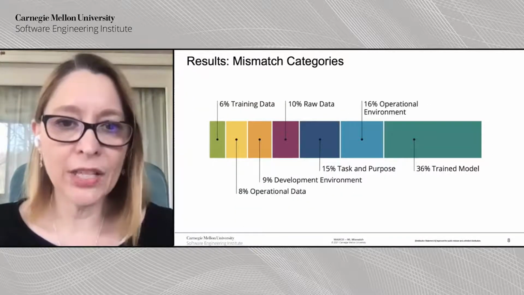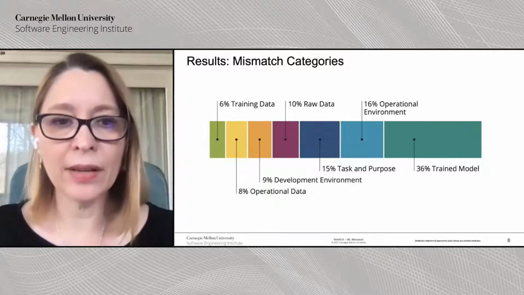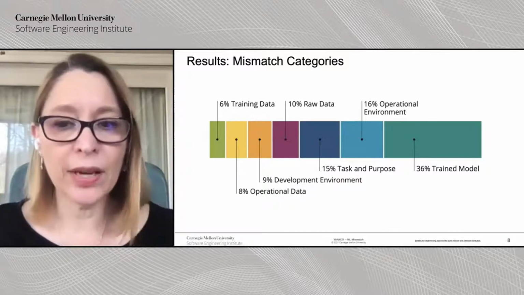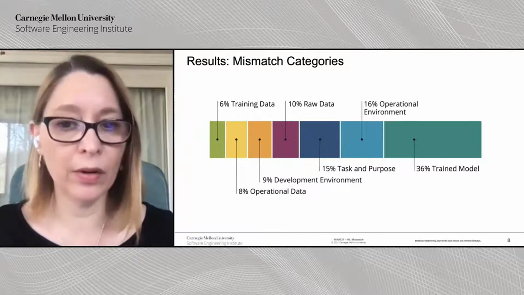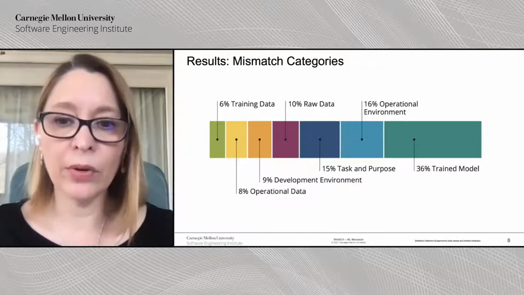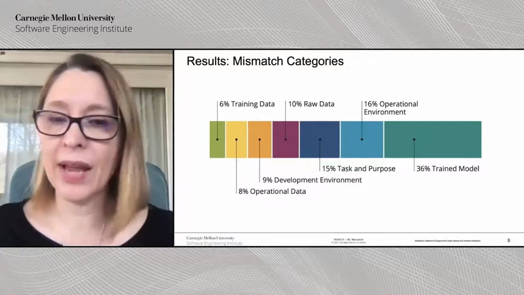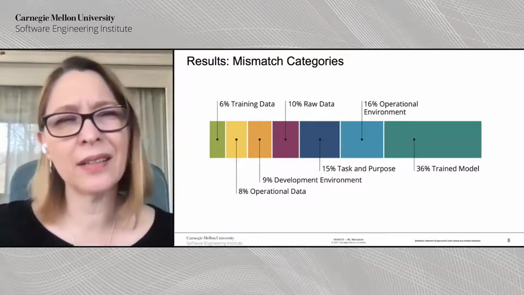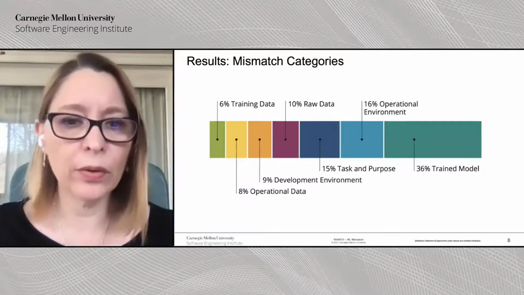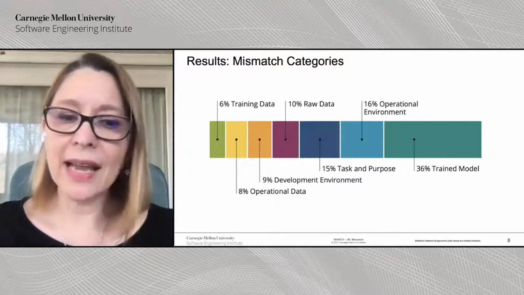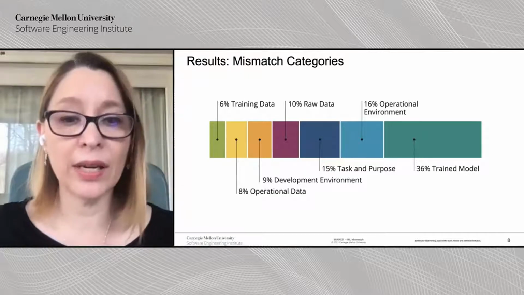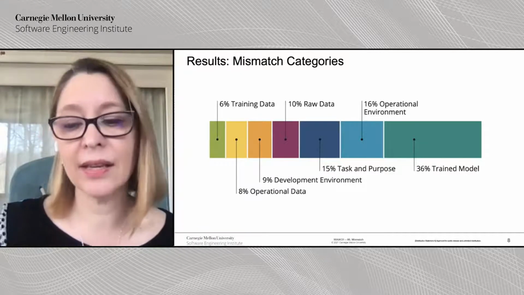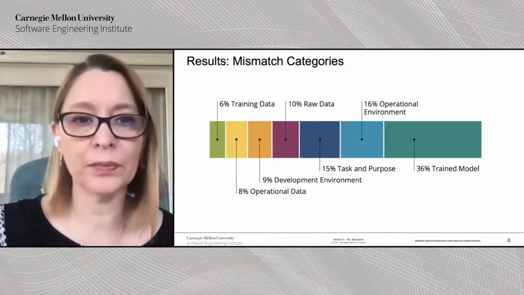Out of the codification process of those interviews, what came out is the following. 36% of those pieces of information that were not shared had to do with trained model. 60% had to do with operational environment, 15% with task and purpose, which we see basically as the requirements for the model, 10% raw data, 9% development environment, 8% operational data, and then 6% training data. What I'm going to do in the next slides is break these categories down.